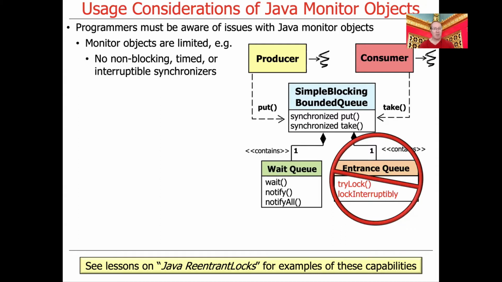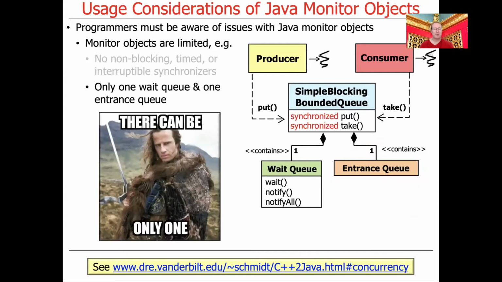They don't support non-blocking operations because the locks always block, unlike, say, reentrant lock. They don't have sensible timed operations for the entrance queue portion, and they don't have the concept of interruptible behavior. So they're never interruptible, they are not timed, and they are always blocking. So those are things that you can get quite nicely with reentrant locks that don't work at all with the intrinsic lock that's part of the built-in monitor object portions of Java.